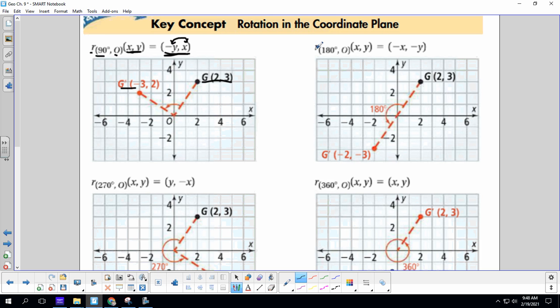The rule for rotating 180 degrees around the origin is that we take the coordinates and we change the sign. So if it was 2, 3 before, it is now -2, -3. So that's a rotation of 180 degrees around the origin.